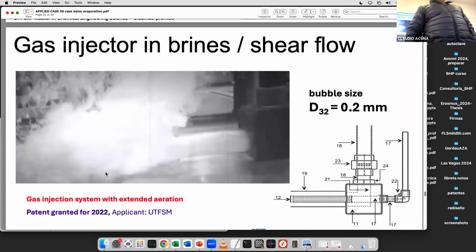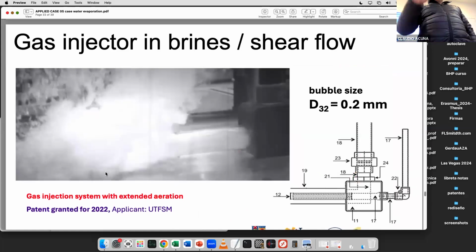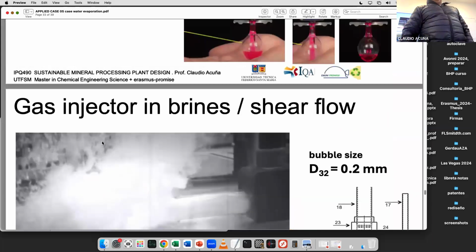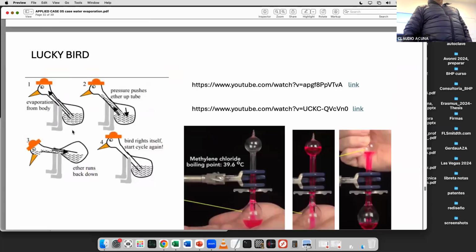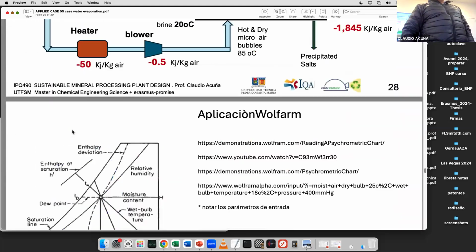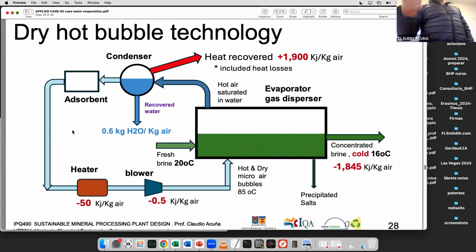Well, coming back to the technology, there are two things. The first patent is the concept of injecting air in order to evaporate water internally. This is the patent.